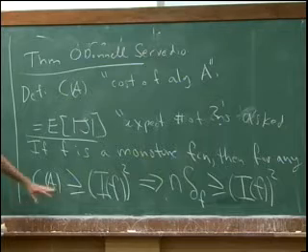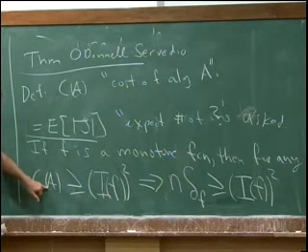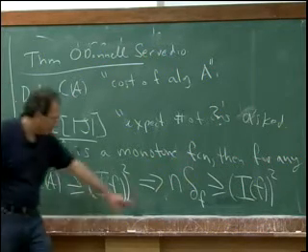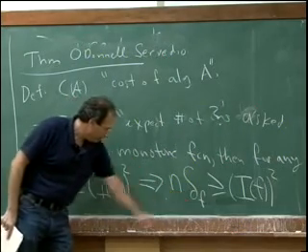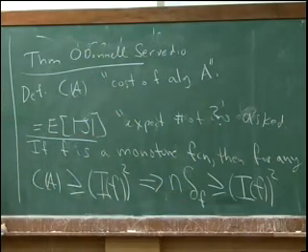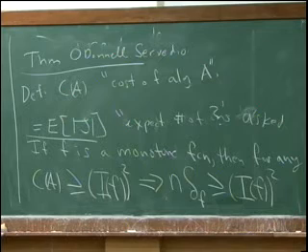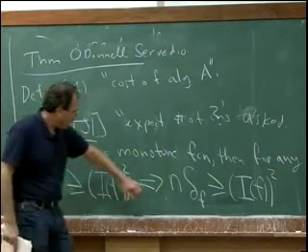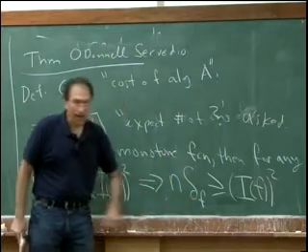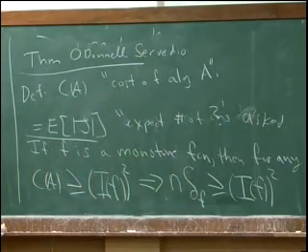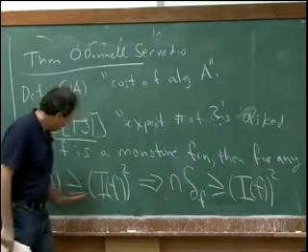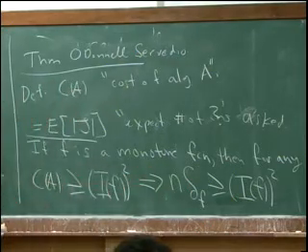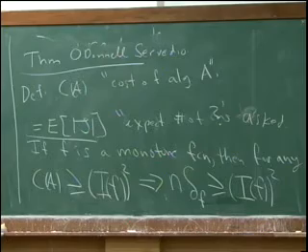The reason for this: it's clear the total cost is at least n times delta f. Because the expected cost, C of A, is simply the sum over all the bits of the probability that that bit is asked for. There are n bits, and this is the maximum probability that a particular bit is probed. And so this inequality immediately gives us that.